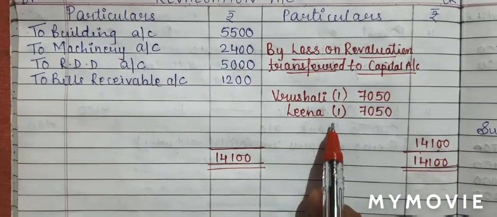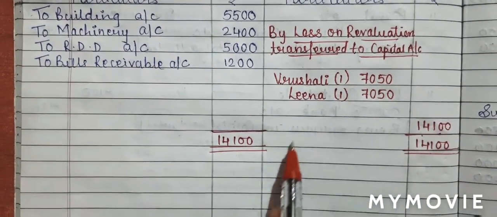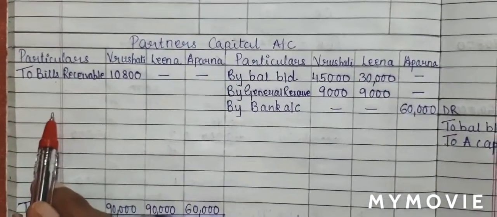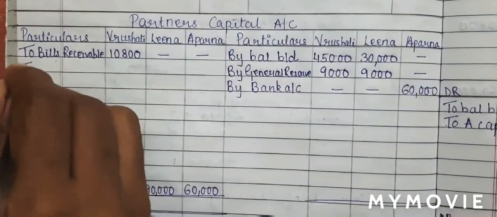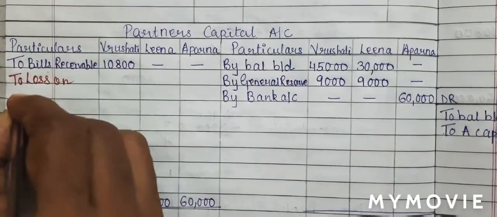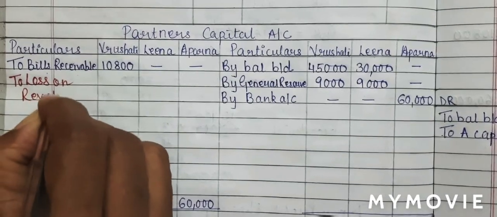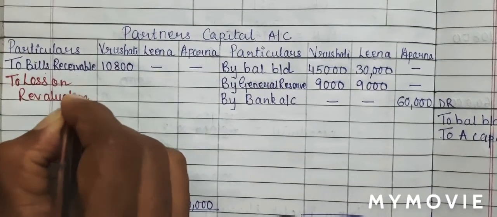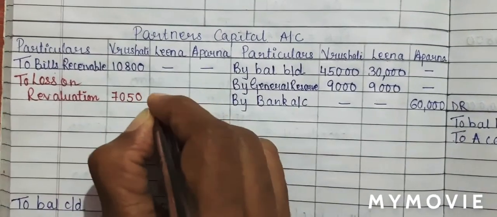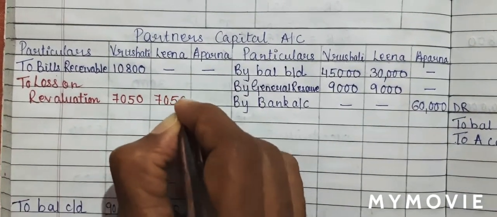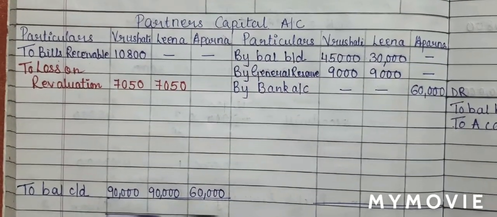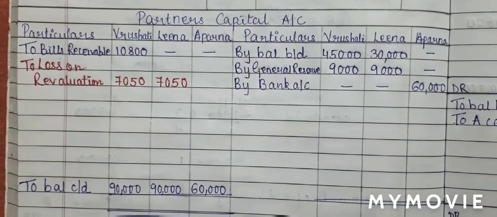If it is on the credit side, which means it will go on to the debit side of partner's capital account. So on the debit side of partner's capital account, we will write loss on revaluation. For Vrushali, 7,050 and for Leena also 7,050. So students, we will first write the journal entry for loss on revaluation.